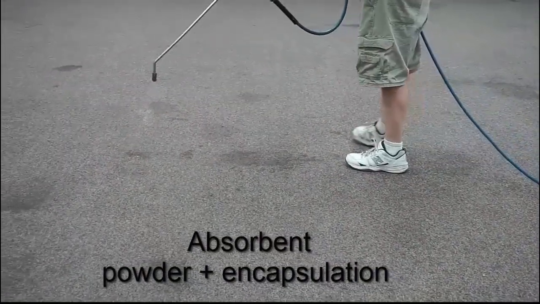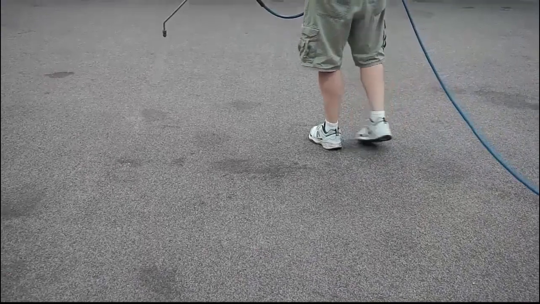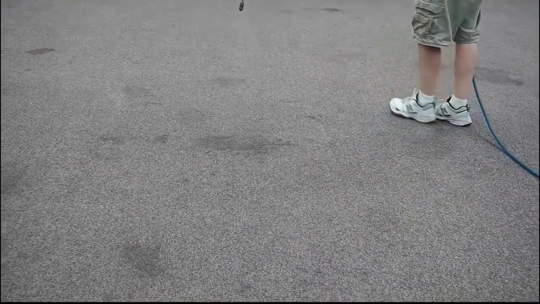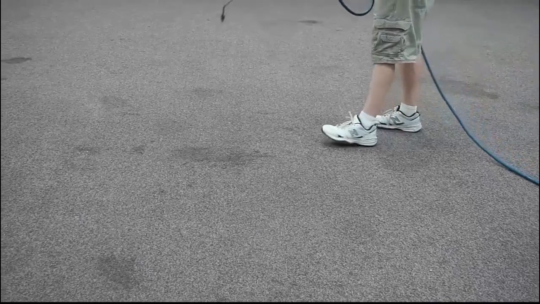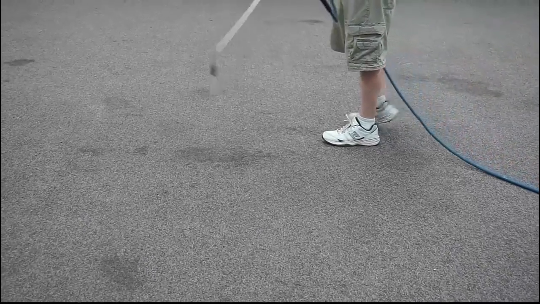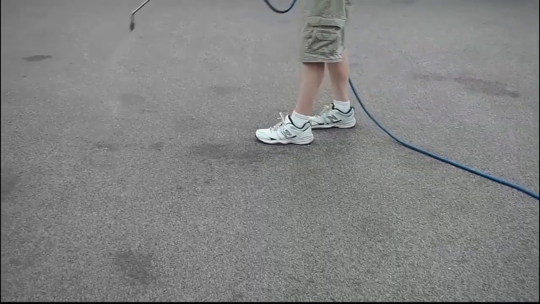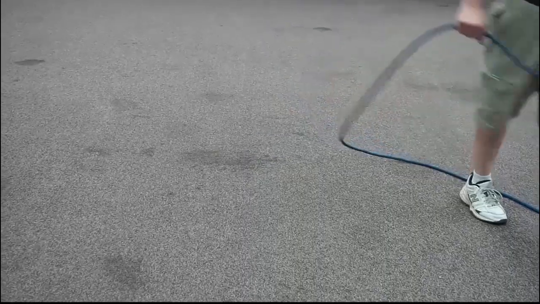Now we're going to show you that method I talked about, where they're actually using an encapsulation cleaning product in combination with the absorbent powder. So they're using them together. What I'm doing here is spraying the encapsulant down, and then we're going to go over it with the powder. Again, same way, you're just going to spray a sufficient amount. You want it moist, not sopping wet.